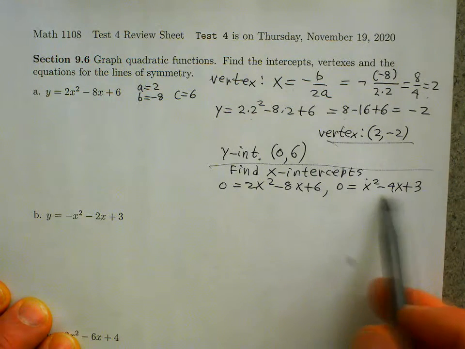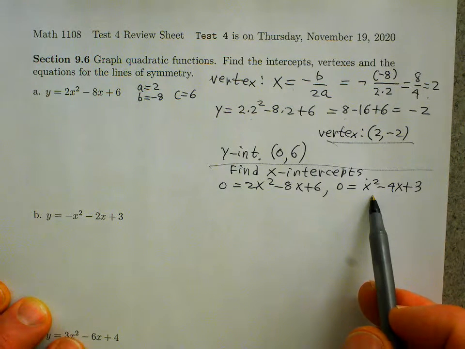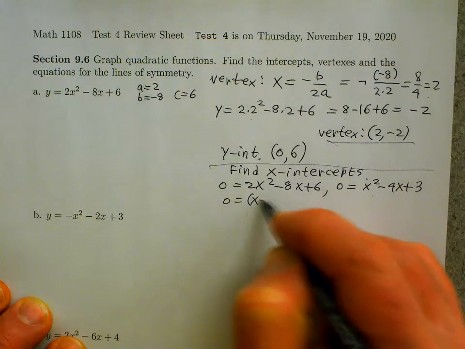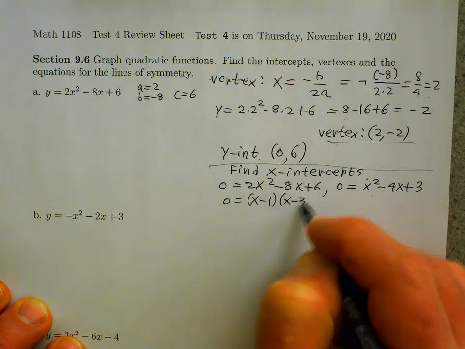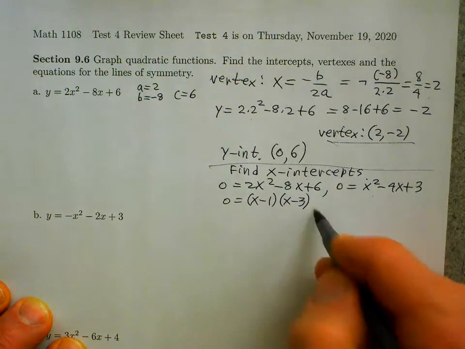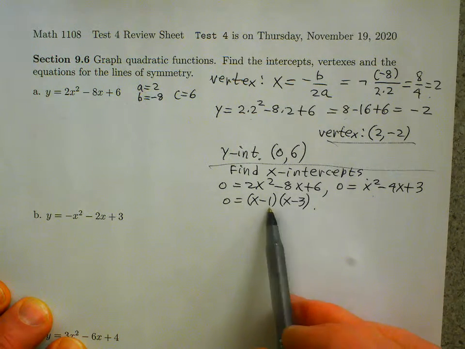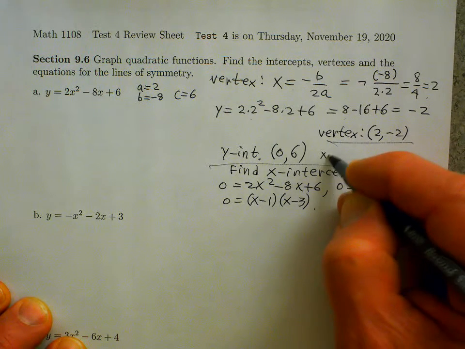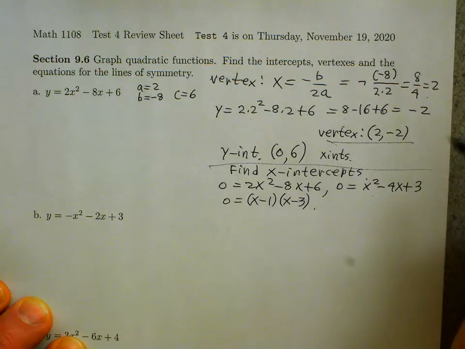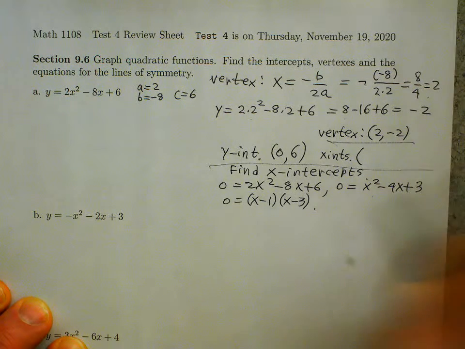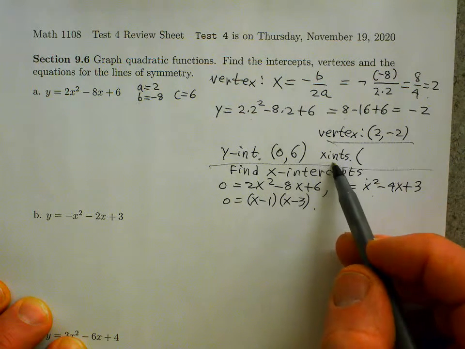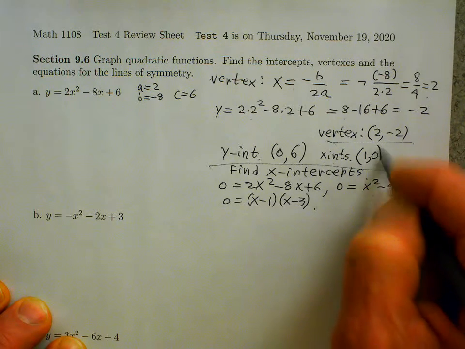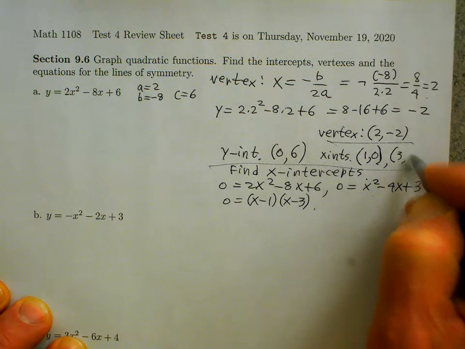And we can easily solve this by factoring. The two factors are x minus 1 and x minus 3. The two solutions are positive 1 and positive 3. Remember that the x-intercepts are ordered pairs. So when you write the x-intercepts, write them as ordered pairs. One of the ordered pairs is (1, 0). The other one is (3, 0).